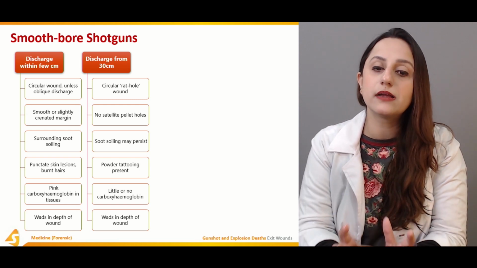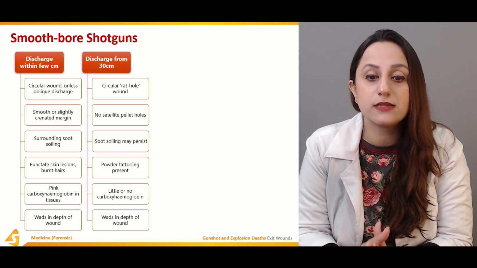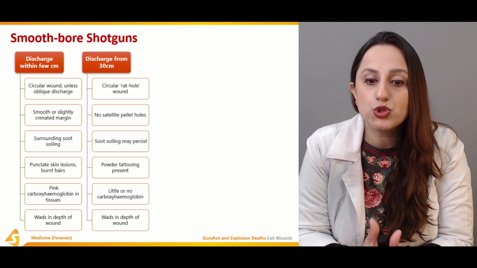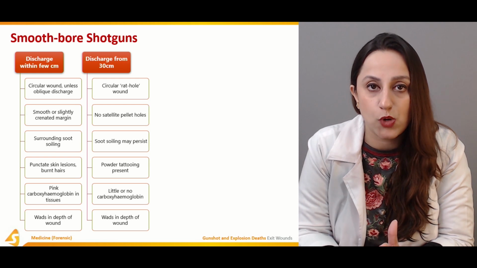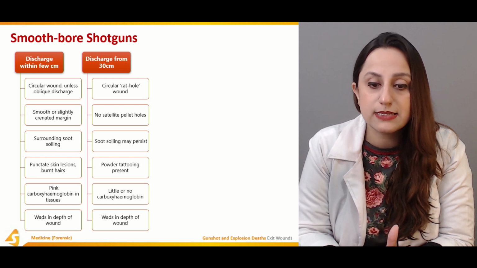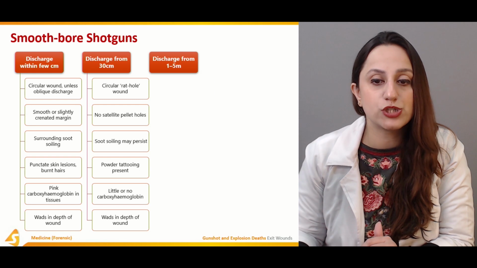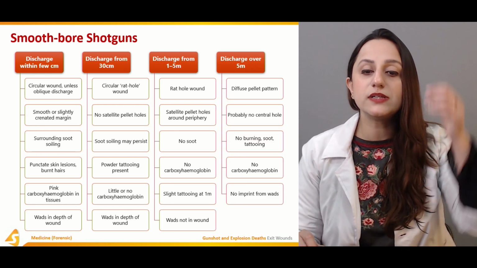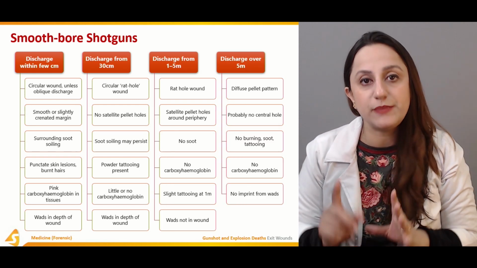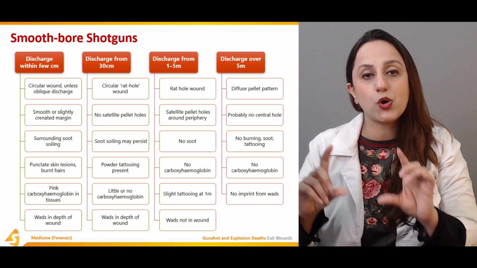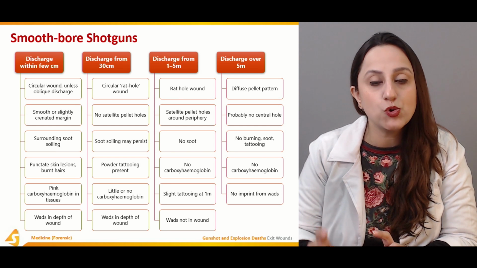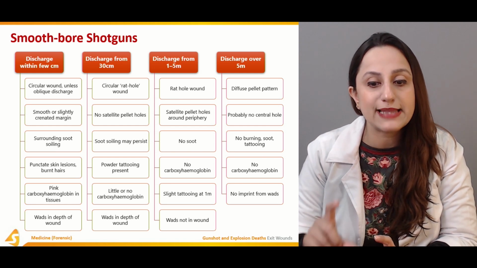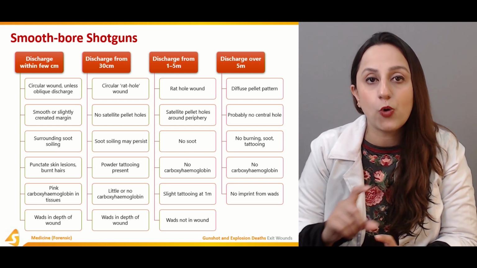There will be a circular rat hole phenomenon seen. There are no stellate petal holes. Soot soiling may persist. Powder tattooing is present, and little or no carboxyhaemoglobin is present in such cases. And the wads in the depth of the wound are also seen. Now, if the discharges are from 1 to 5 meters, it basically depends upon the distance of the discharge. There is a rat hole phenomenon, no soot, no carboxyhaemoglobin, slight tattooing at 1 meter, and wads are not found in the wound.